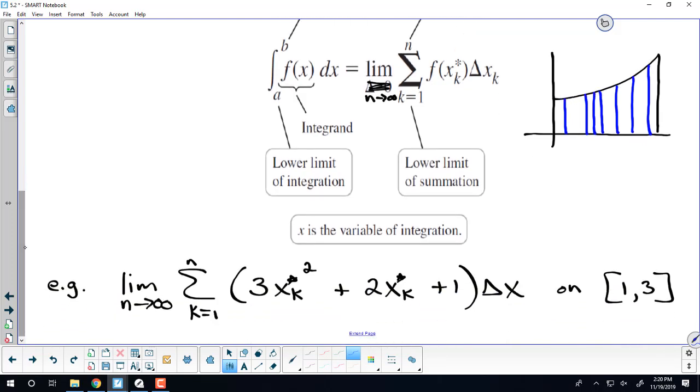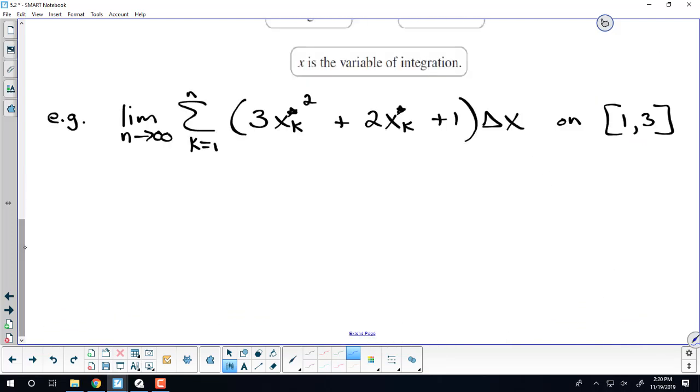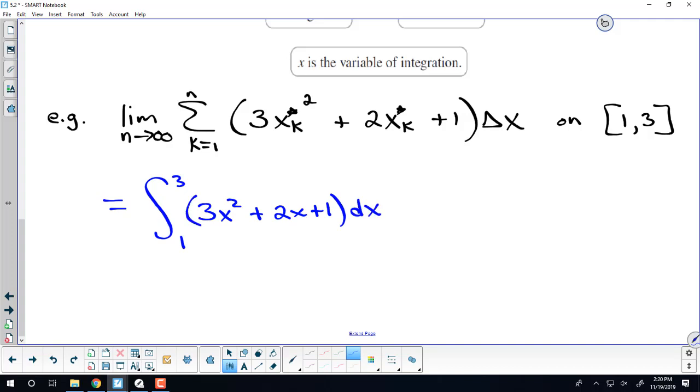So, for example, if we have the limit as n approaches infinity on this sum here, on the interval from 1 to 3, what that actually means when we compute this limit on that interval is the same thing as computing the integral from 1 to 3 on our function that's a function of x, not of x star sub k. So 3x squared plus 2x plus 1, and delta x is dx. So if we compute that sum, it's the same thing as computing that definite integral right there.